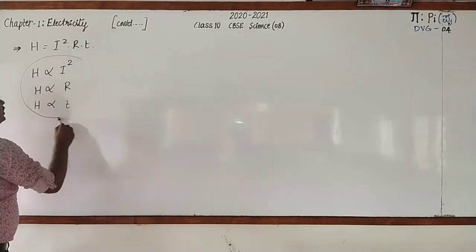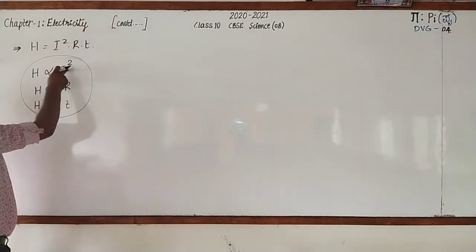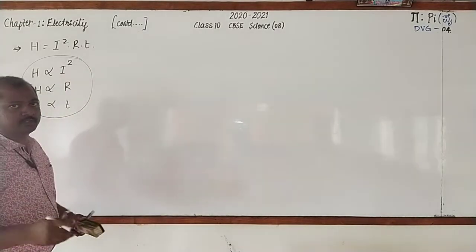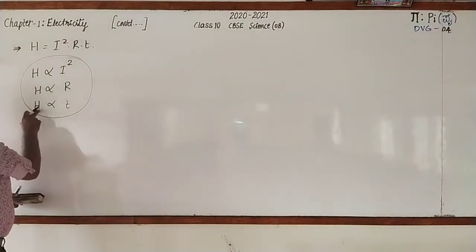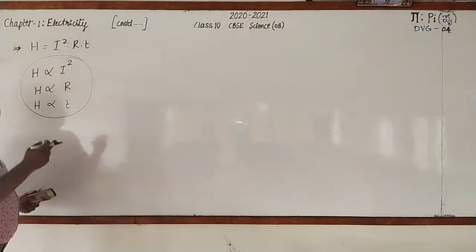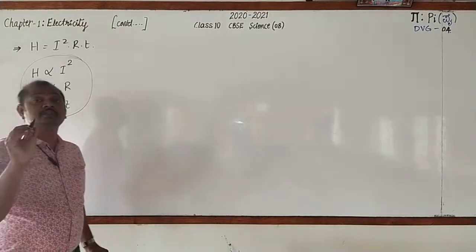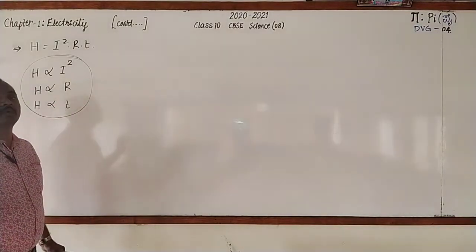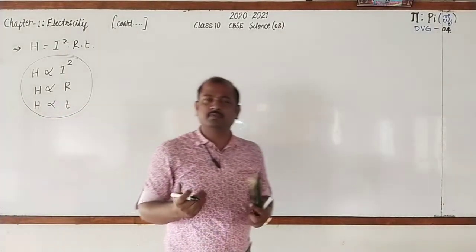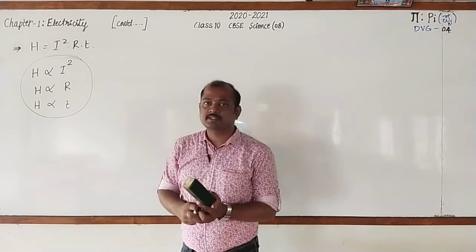Now observe. Here, the amount of heat generated is directly proportional to square of the current, directly proportional to resistance of the resistor, directly proportional to time for which current flows. And this statement is known as Joule's law of heating. What is the statement of that? Very simple. If you know the formula, easily you can make the statement.